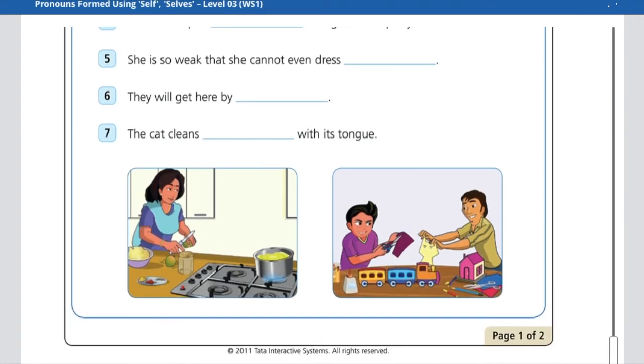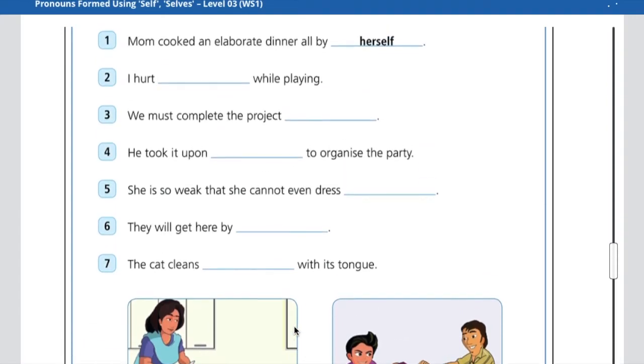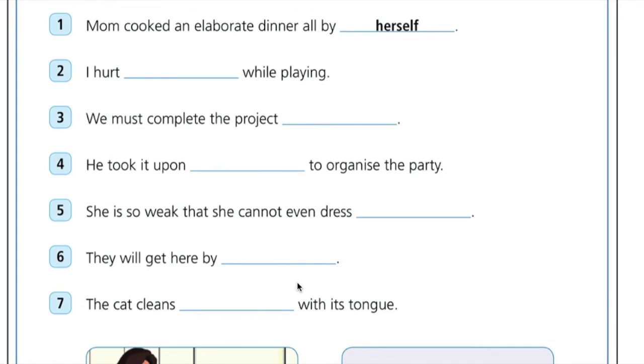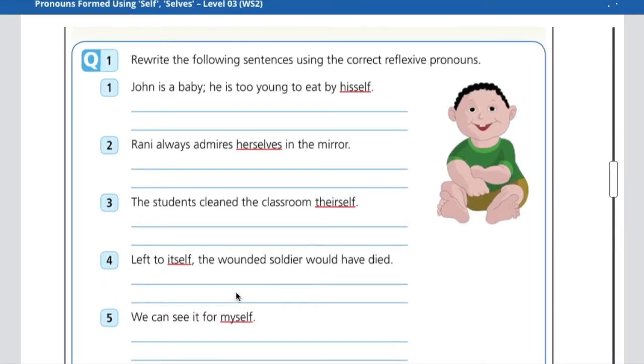So, have you understood where to put these pronouns in their correct places? Reflexive pronouns. Rewrite the following sentences using the correct reflexive pronouns. Now, the sentence is: John is a baby. He is too young to eat by himself. Now, this is wrong. John is a baby. He is too young to eat by himself.